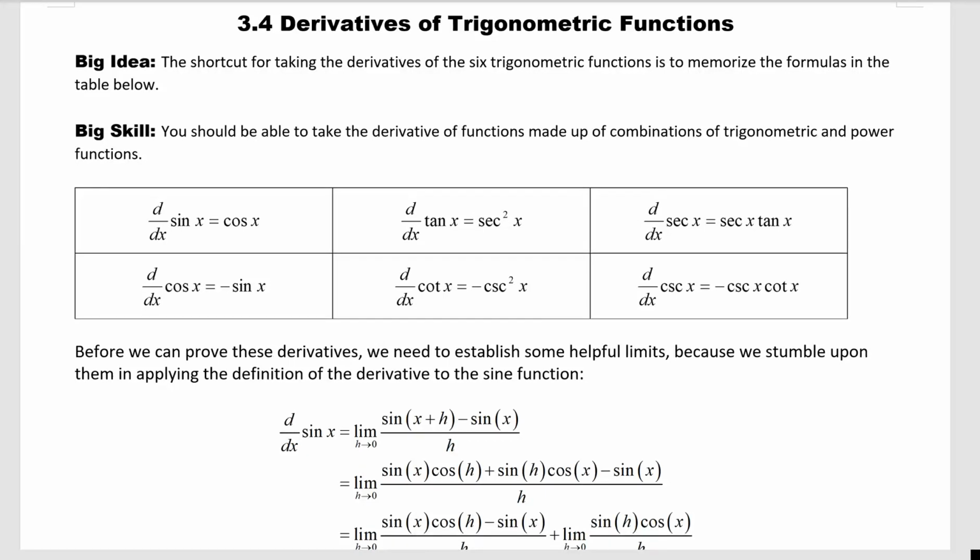So the derivative of sine x equals cosine x. Derivative of cosine x equals minus sine x. Derivative of tangent x is secant squared. Derivative of cotangent x is minus cosecant squared. Derivative of secant is secant tangent. Derivative of cosecant is minus cosecant cotangent.